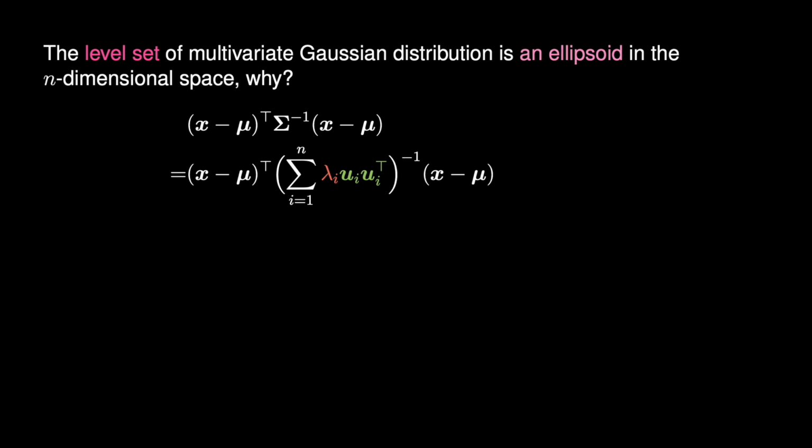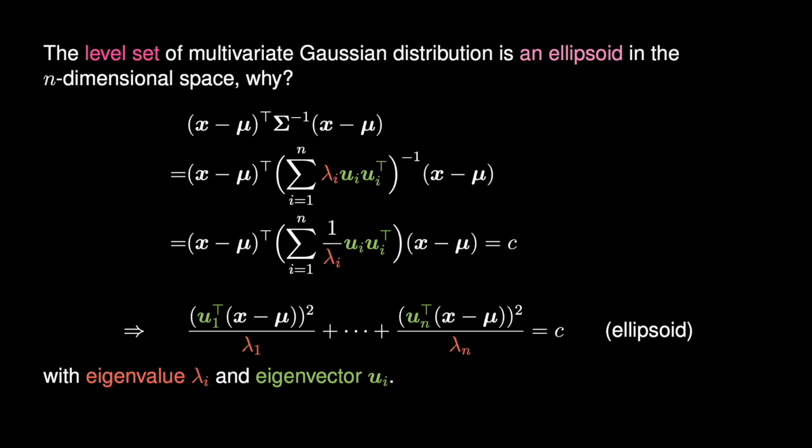To understand why the level set is an ellipsoid, we substitute the eigenvalue decomposition of the inverse covariance matrix. This rewrites the quadratic form in terms of eigenvalues and eigenvectors. Inverting the eigenvalue decomposition flips each eigenvalue to its reciprocal. The quadratic form becomes a sum of squared projections, each scaled by 1 over lambda i. The level set takes the form of a sum of squared projections divided by eigenvalues equal to a constant.